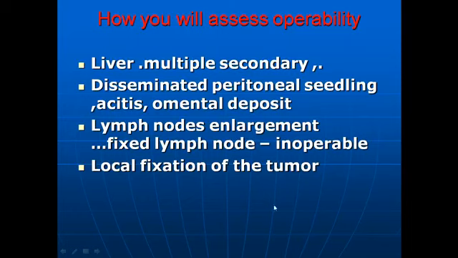This is really a very important factor if you want to consider whether the tumor is resectable or not. Local fixation of the tumor is very important. Say, for example, a tumor is fixed to the ureter, that is, it encroaches the whole of the ureter, or if the tumor is involving the inferior vena cava or left iliac veins, or if the tumor is fixed to the retroperitoneal wall.